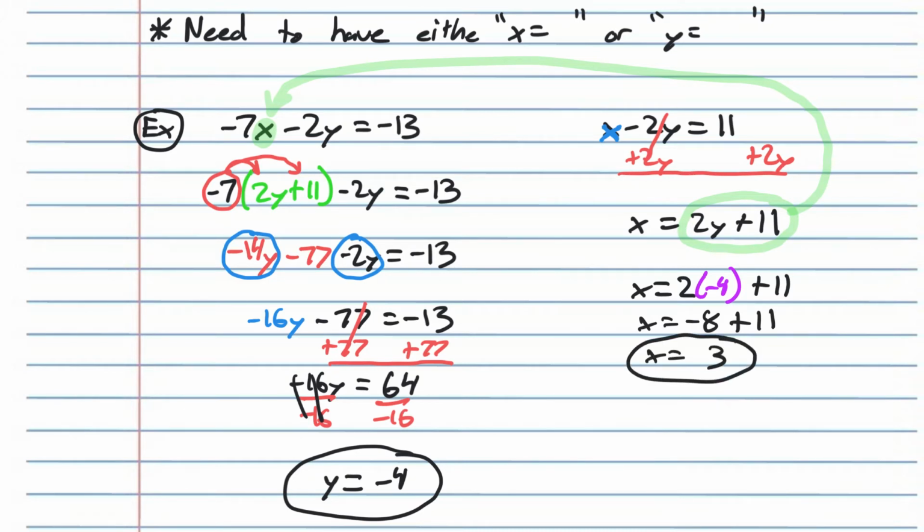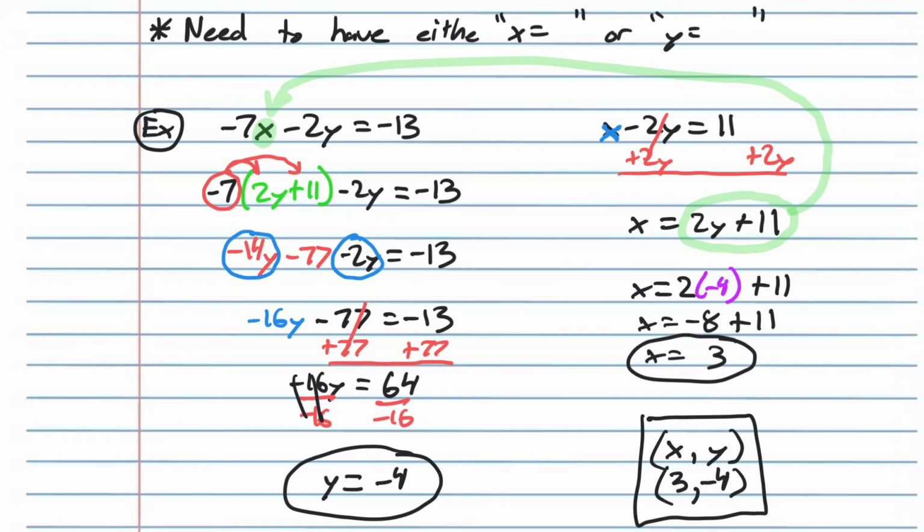Now to finally conclude the question, we have to put them together. Remember that your answer is always in the format of x comma y. So even though we solved for y first, that doesn't matter. It's always x comma y. So our answer here is going to be 3 comma negative 4. So that is our official answer to this system of equations.